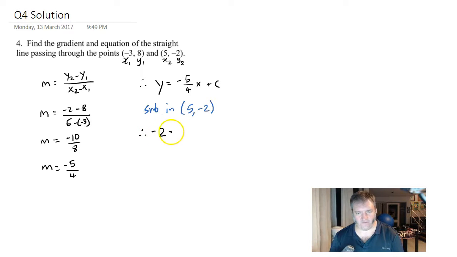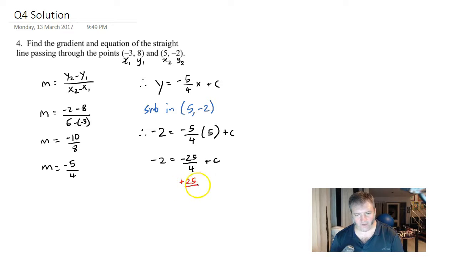So now I have -2 equals -5 over 4 multiplied by 5 plus c. So this is -2 equals -25 over 4 plus c. So to get c on its own, the opposite of subtracting 25 over 4 is to add 25 over 4. So I'm going to do that to each side. And that's going to let me figure out the value of c. Now -2, if I wanted to write that in quarters, that'd be -8 quarters. So I'd have -8 plus 25, that would be 17 quarters equals c.